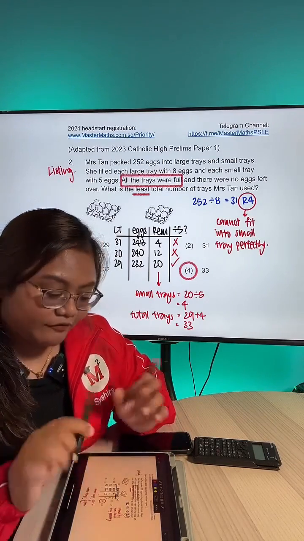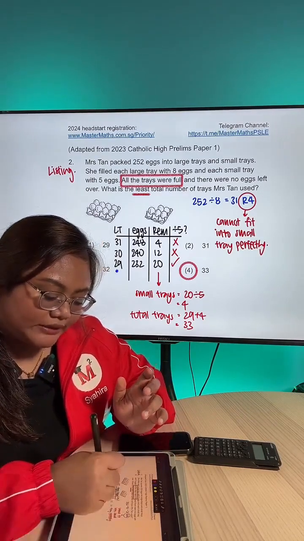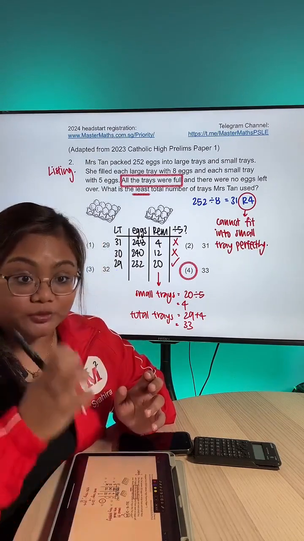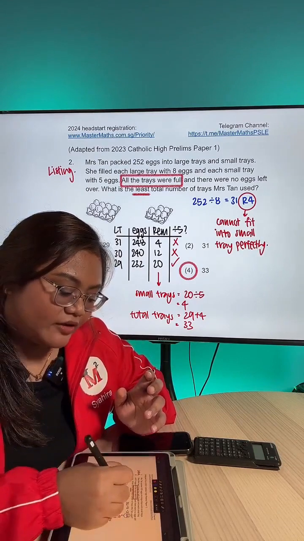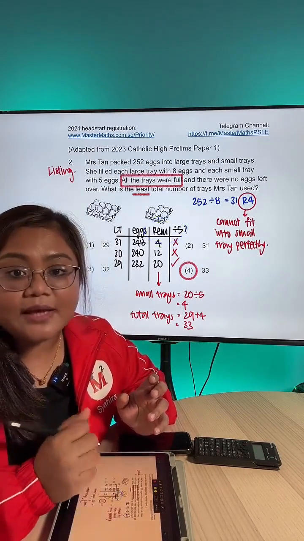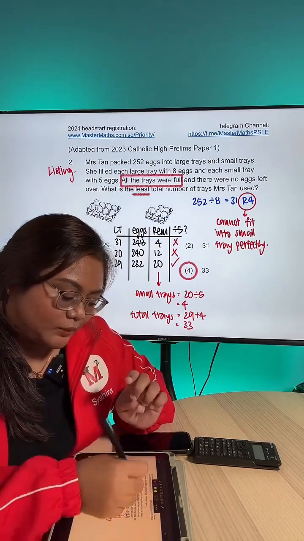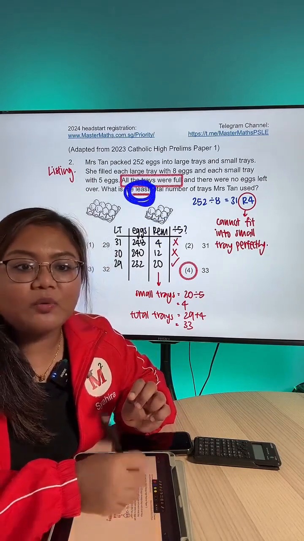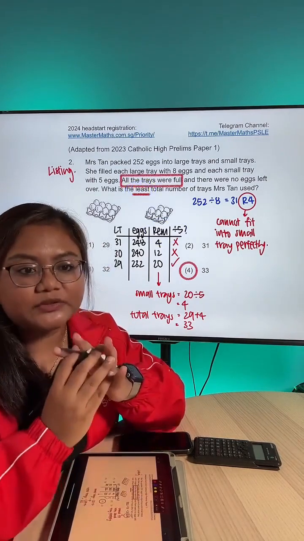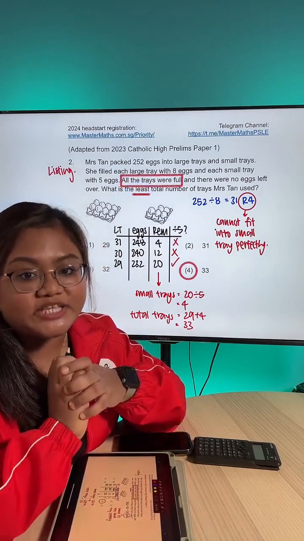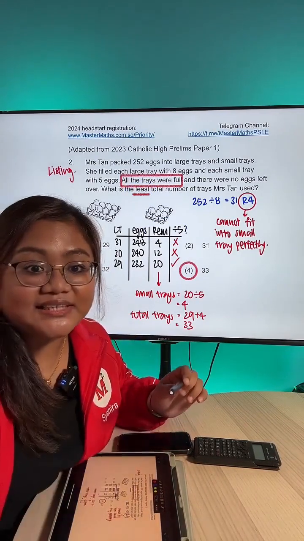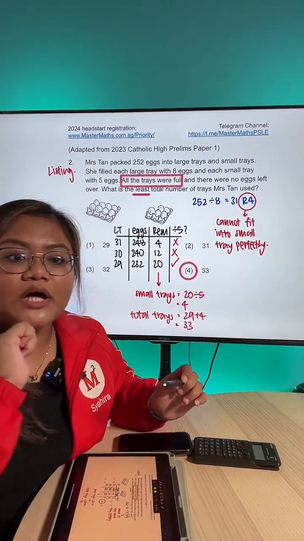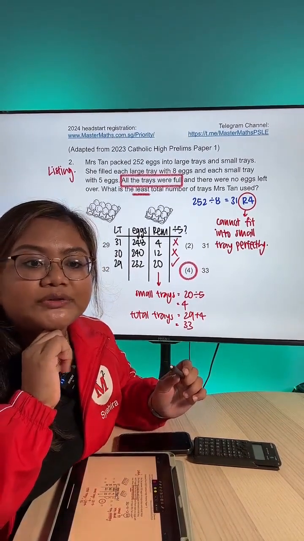Alright. Of course, we can continue taking out more and more large ones and regroup them into the smaller trays. But I cannot do that because I want the least total number. So I want to regroup as little as possible so that I use as few small trays as possible. Okay? Alright, perfect. A lot of you are understanding this. Shall we now move on to the next question?